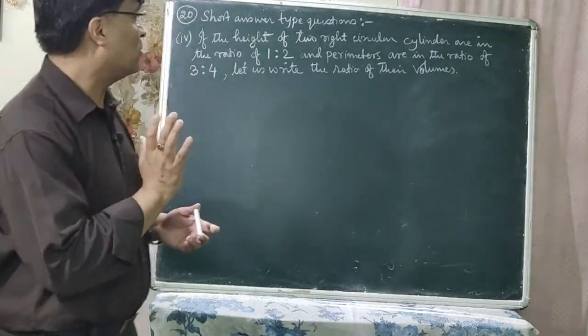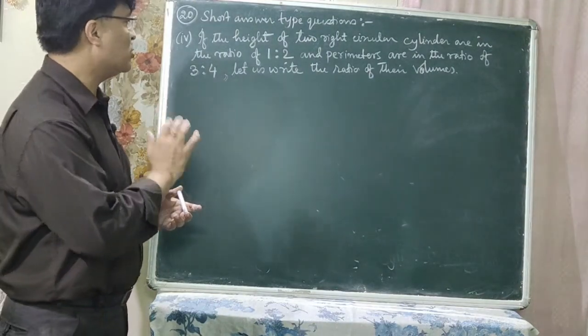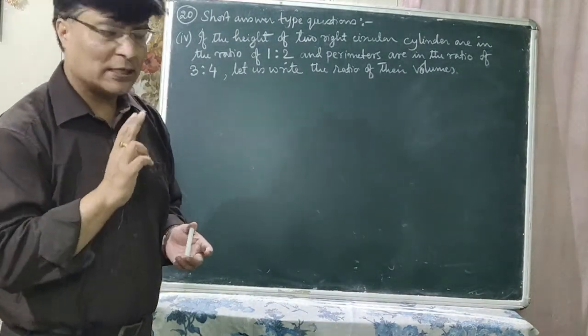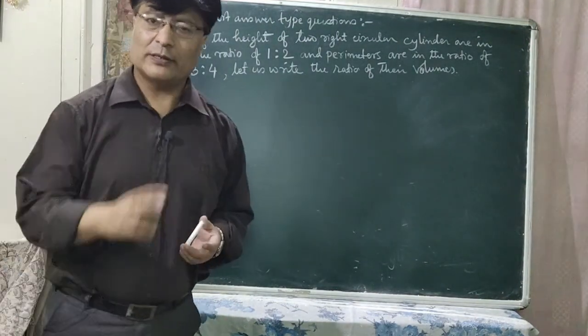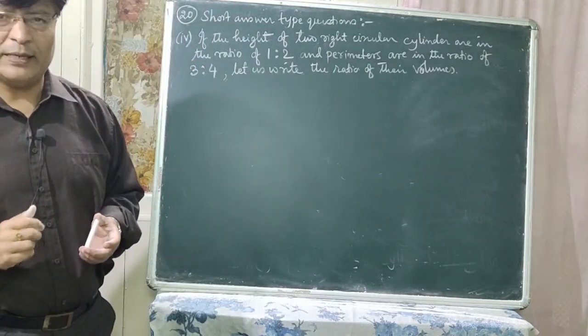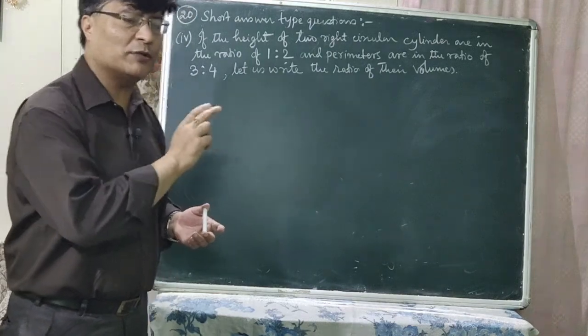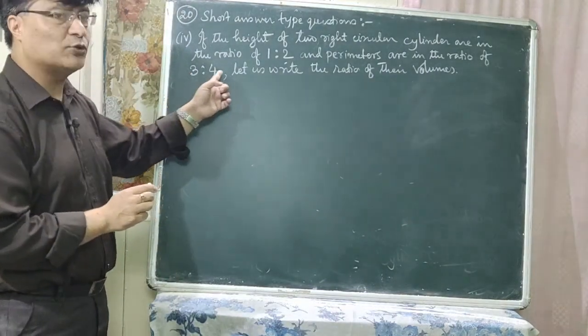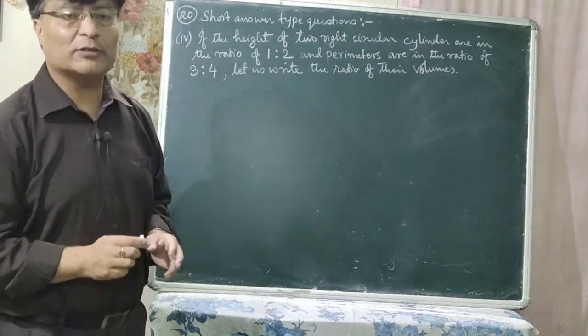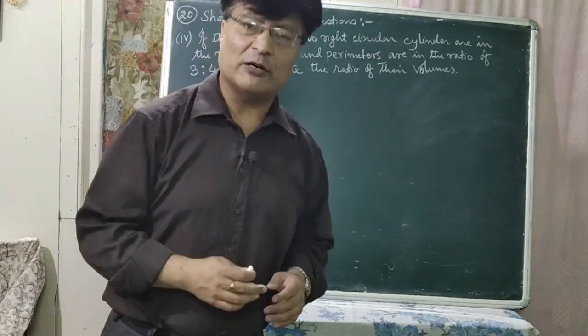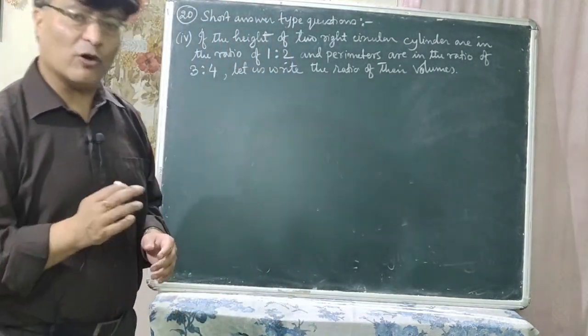Okay. So now, the perimeters are in the ratio of 3:4. That is, here there are two cylinders. Okay. And the ratio of their perimeters is 3:4. So let us write down the ratio of the volumes. You have to find out the ratio of their volumes.